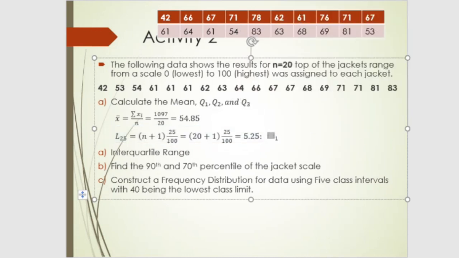Q1 will be on position 5, which is 1, 2, 3, 4, 5, 61, and then we share the remaining 0.25 between the values on position 5 and position 6. Position 5 is 61, and position 6 is also 61, so the difference is 0, and Q1 is 61. Did you get the same?